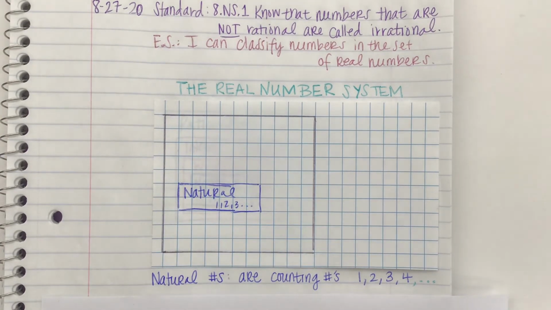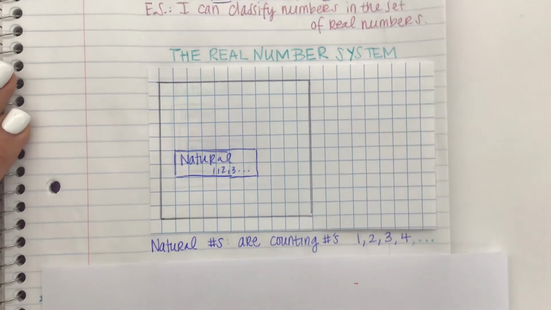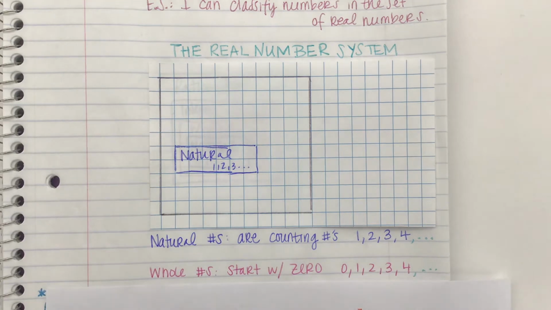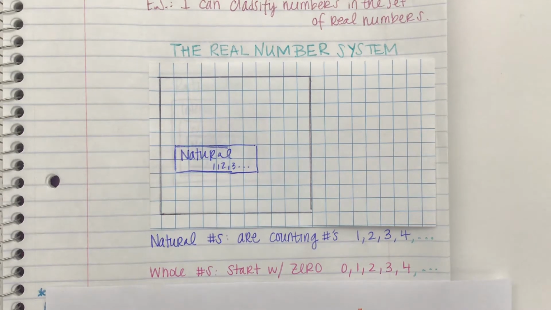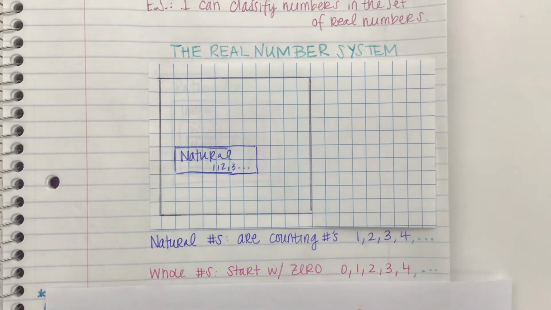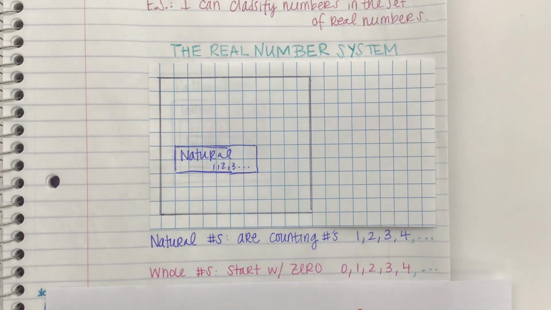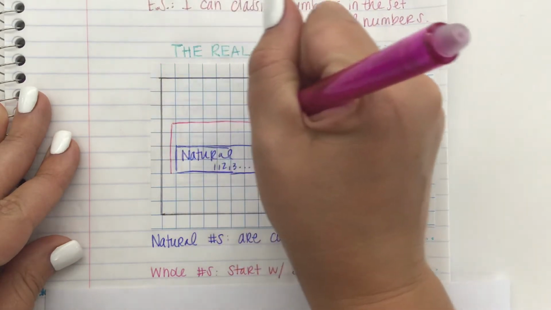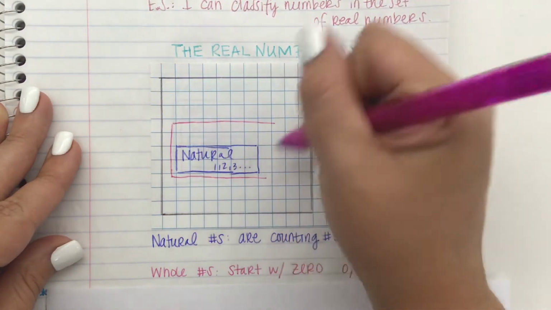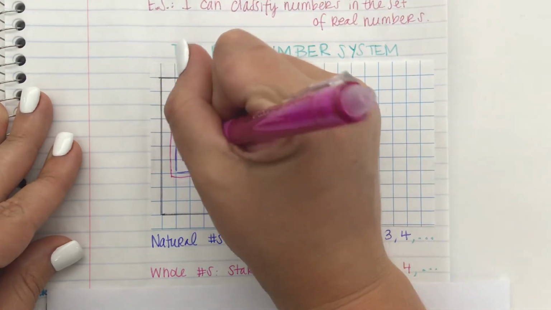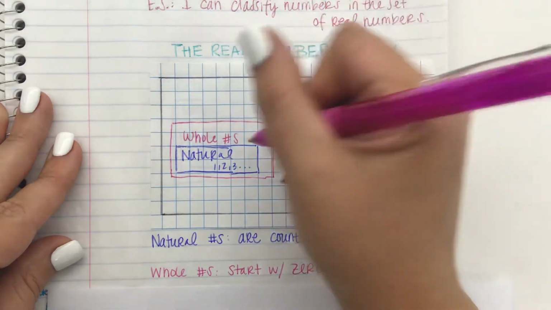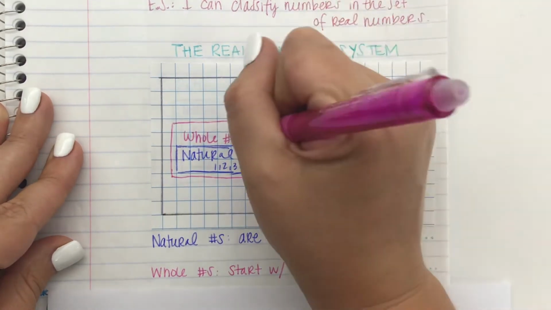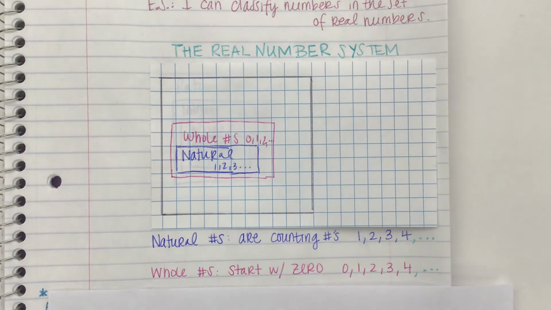Okay? The next thing we have in our set of numbers in the real number system is whole numbers. Okay, so whole numbers, they actually start with 0 and include counting in natural numbers. So 0, 1, 2, 3, 4... goes on forever and ever. Okay, so then I'm gonna go ahead and just extend my chart. Okay, as you can see, whole numbers include natural numbers. There's 0, 1, 2... All right, moving on.